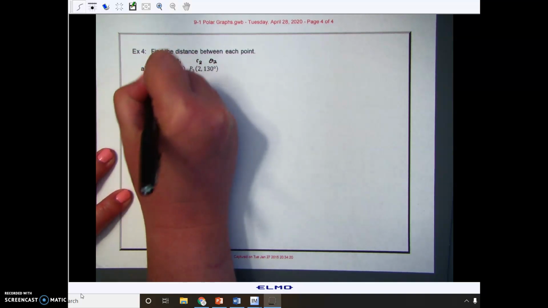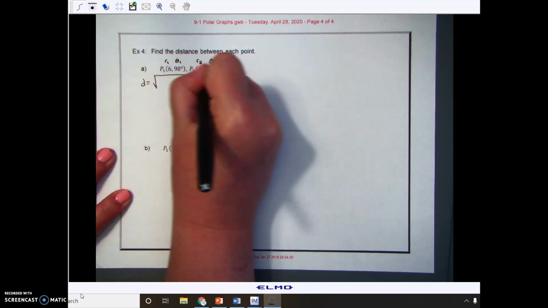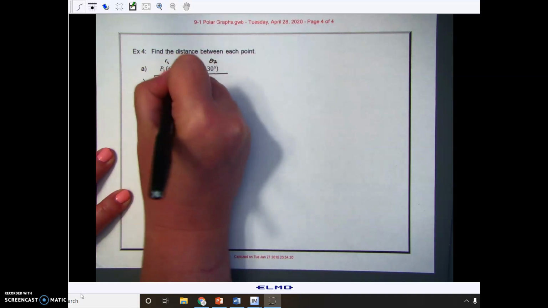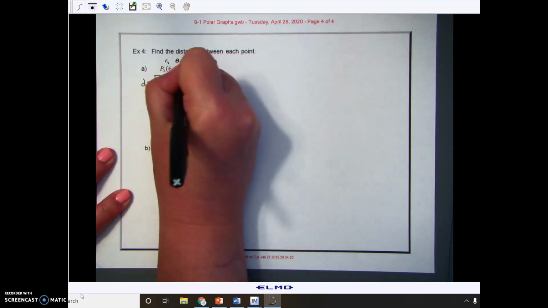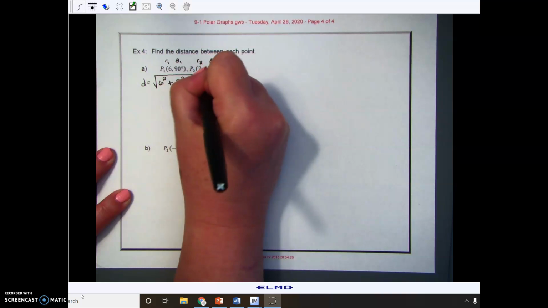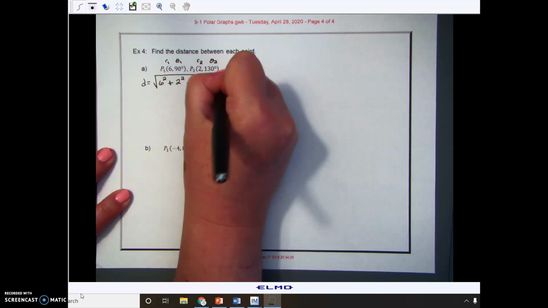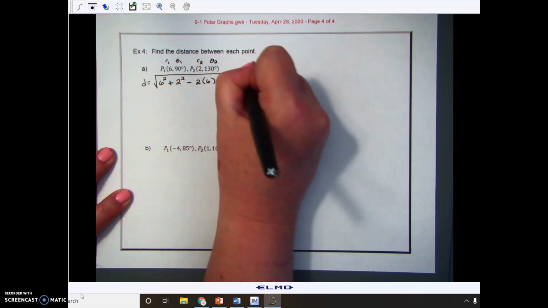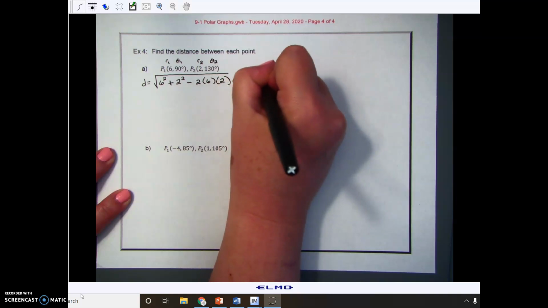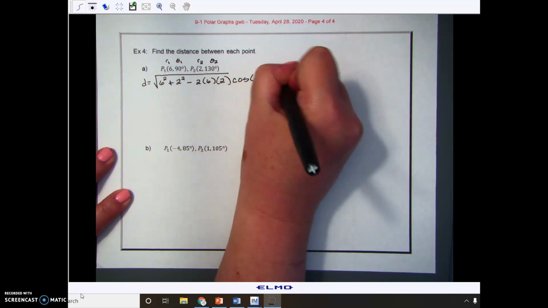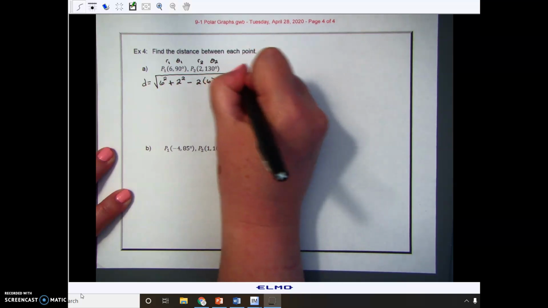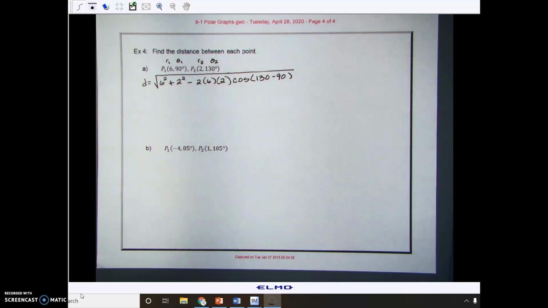So we have d is equal to the square root of the first r squared plus the second r squared minus 2 times the first r times the second r times the cosine of the difference in theta. And again, whether you do 130 minus 90 or 90 minus 130, that does not matter. So take a moment to plug that into your calculator. So I'm going to do it here. So you may have time or you might want to pause the video, totally up to you.